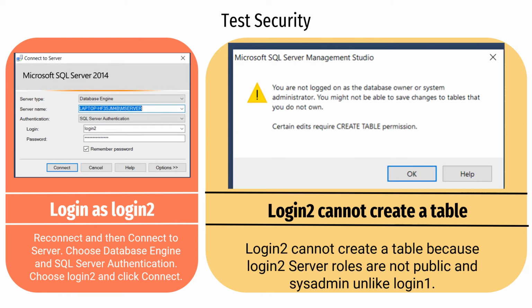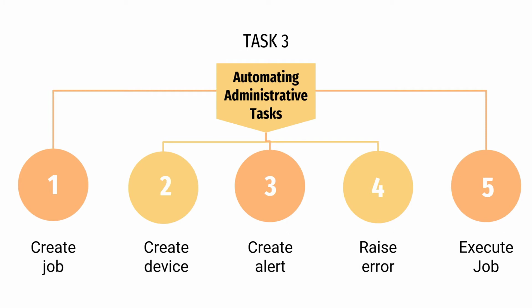Last but not least, we are going to test security for login 2. First, we connect to the server. Choose database engine and SQL authentication. Choose login 2 and click connect. We found that login 2 cannot create a table because login 2's server roles are not public and exploit as admin, unlike login 1. Now we move on to task 3, which is automating administrative tasks.